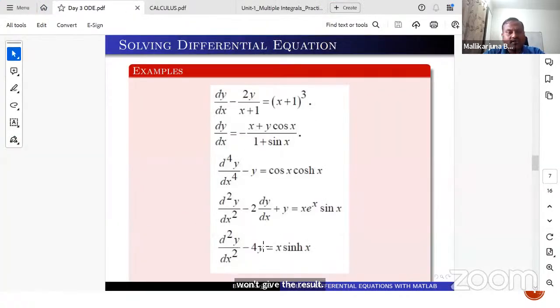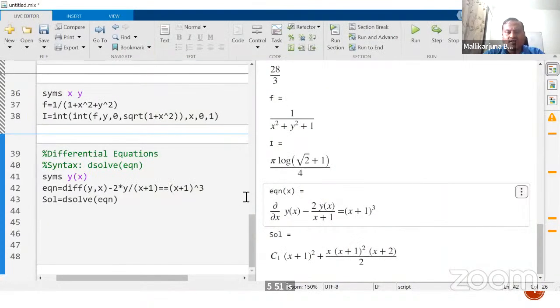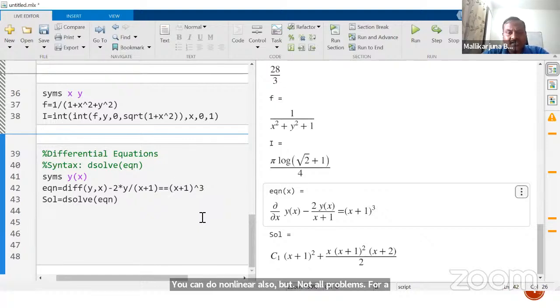The fifth one, you can do nonlinear also, but not all problems, only for certain ones. Existence and uniqueness is important for differential equations. If there is no possibility of existence of a solution for the differential equation, then MATLAB doesn't give the solution. It all depends on that.